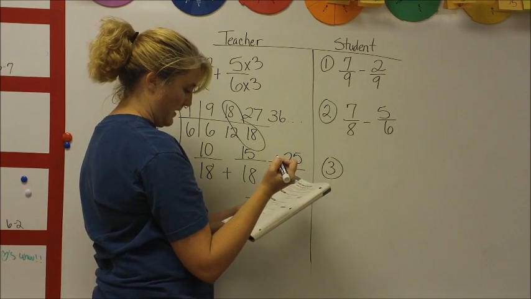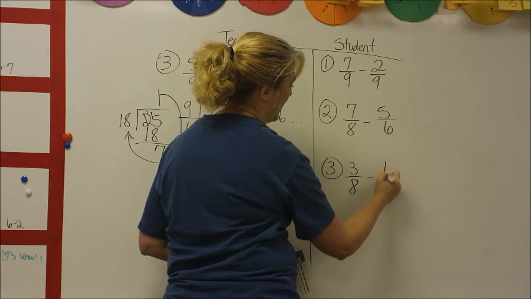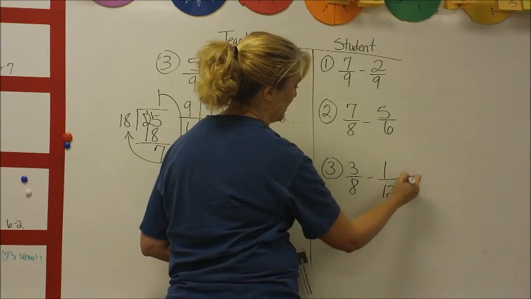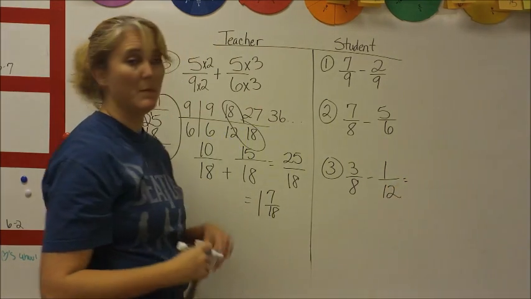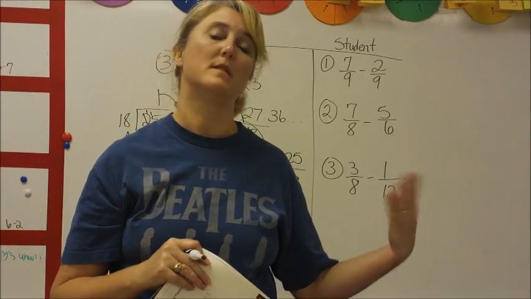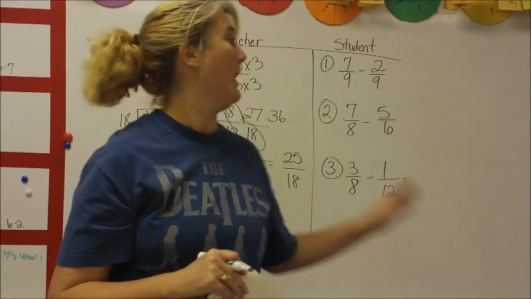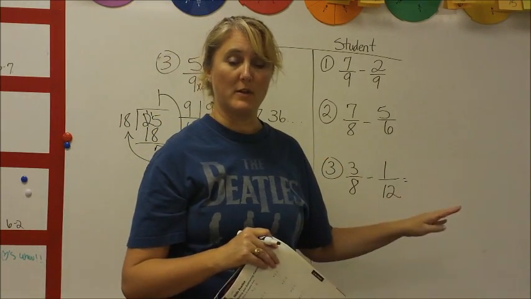Number 3. Let's do 3/8 minus 1/12. Okay? Remember, got to get a common denominator. Then you're going to have to multiply your denominators and your numerators by the same factor to get an equal fraction. Then you can just add or subtract the numerators.